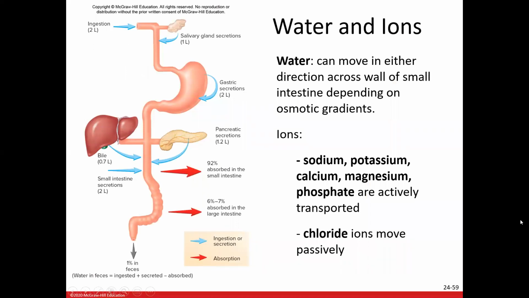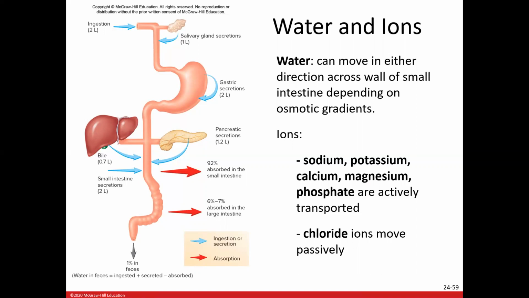So lastly, we have your water and ions. So water ultimately is able to move in or out of the small intestine via osmotic gradients, which just means that we're looking at high concentration of water to low concentration. Same idea as the pressure gradient we talked about with the respiratory system going from high pressure to low pressure. In this case, we're just looking at water concentration, but it always goes down that gradient from high to low.